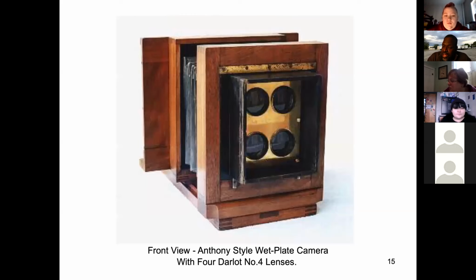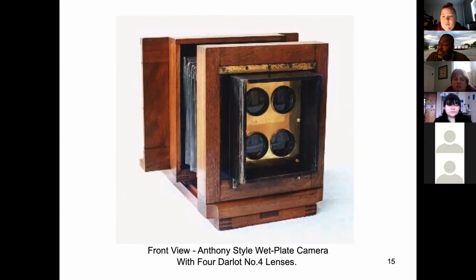Here's the camera that Disdéri invented to create these. It became a big thing in France. Everybody wanted to have their pictures taken at his salon, and everybody who was anybody would get their pictures taken and have these carte de visites made.